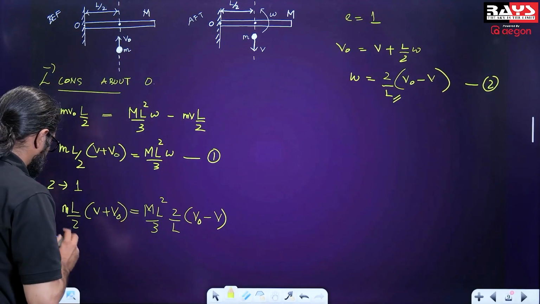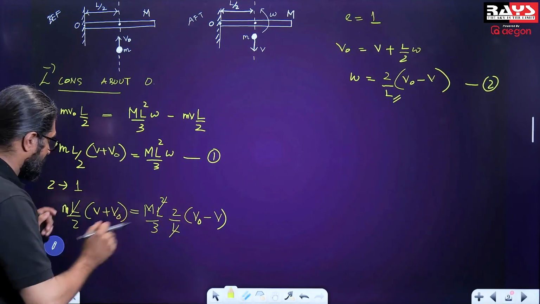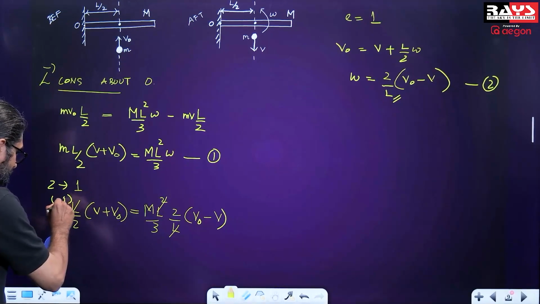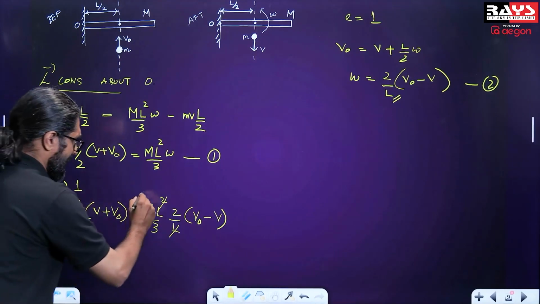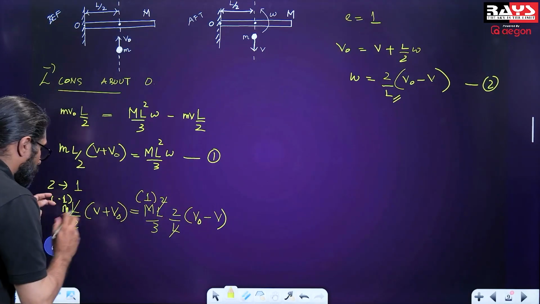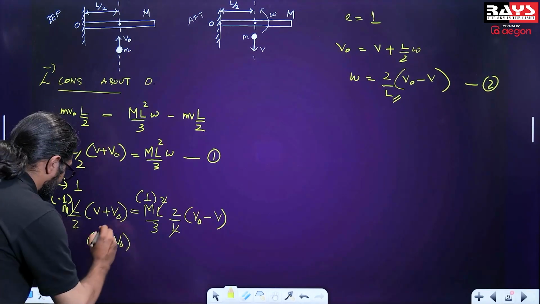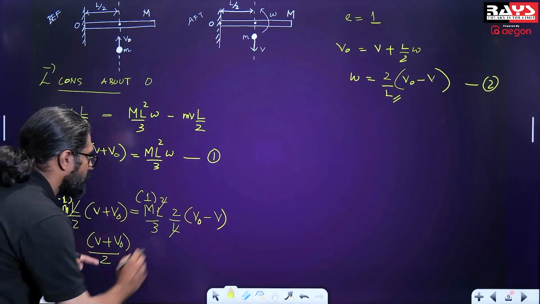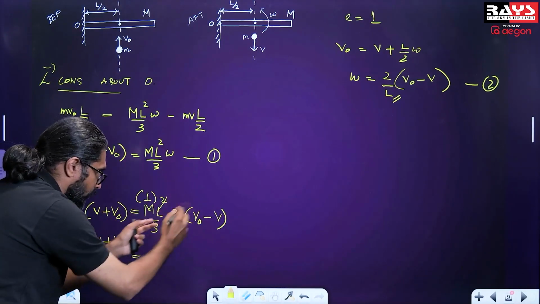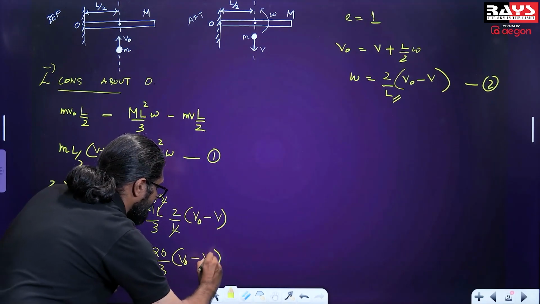Now that results in cancelling off L square and the L's from either side. You know that m is 0.1, that is given in the question, and capital M is simply 1. So if I cancel those figures out, I'll still get 10 on the right side, which makes it much simpler. I have (v plus v0) divided by 2 equal to 10 after the cancelling off, and then 2 by 3 along with (v0 minus v). So I have 20 by 3 into (v0 minus v).